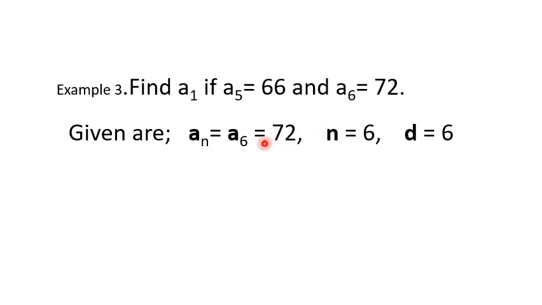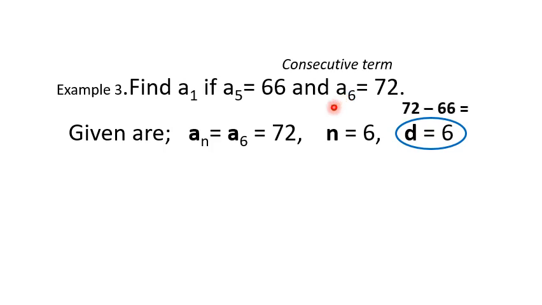So, again, makukuha natin ang d or the common difference kung mayroon tayong consecutive term. So, in this problem, mayroon tayong 5th and 6th term. So, consecutive sila. So, pwede nating kunan ng difference. So, ang difference ay 72 minus 66. The 6th term minus the 5th term is equal to 6. And what is the unknown? Of course, it is a sub 1.